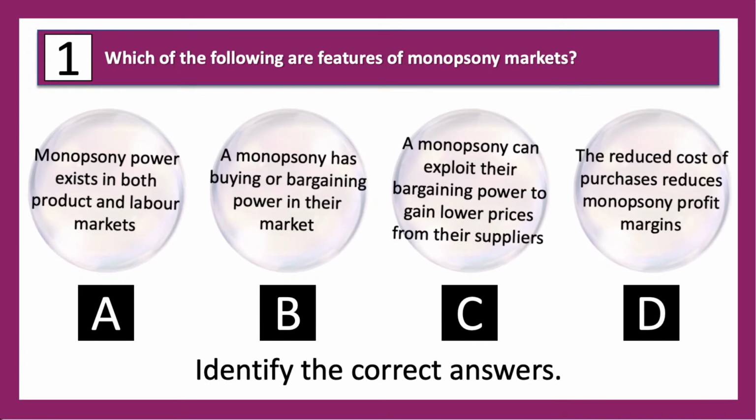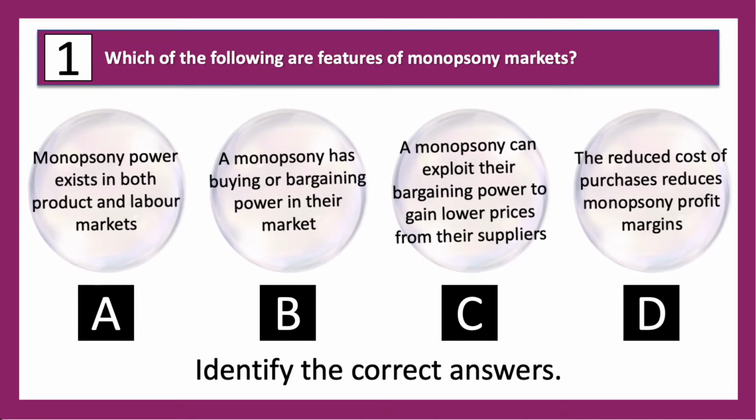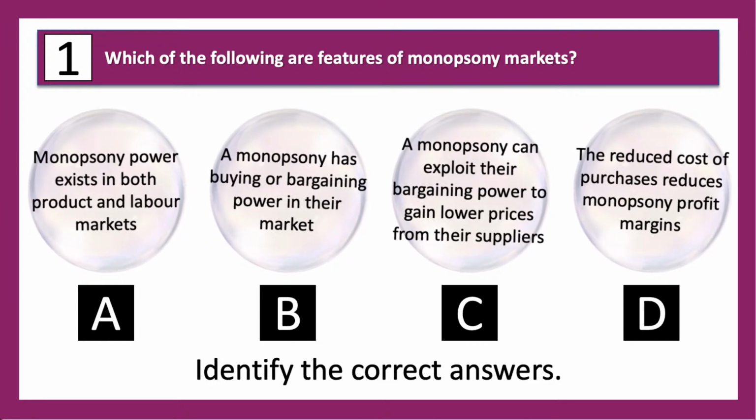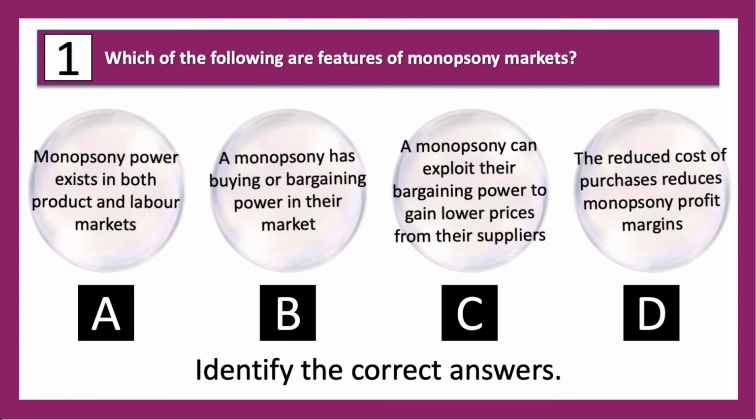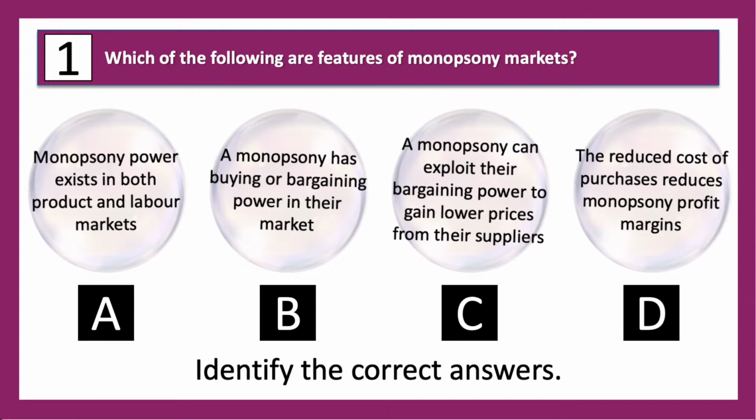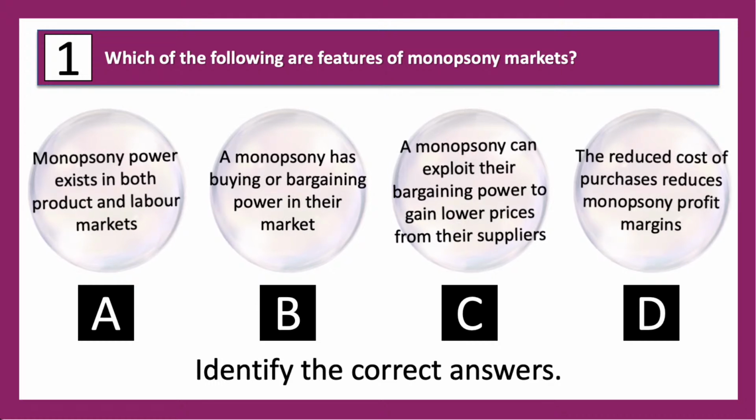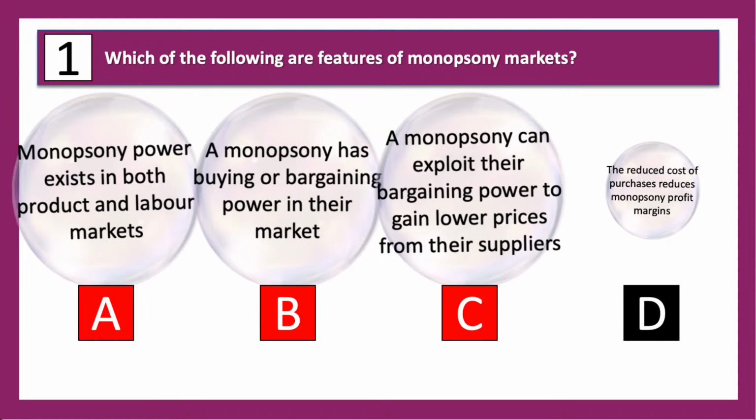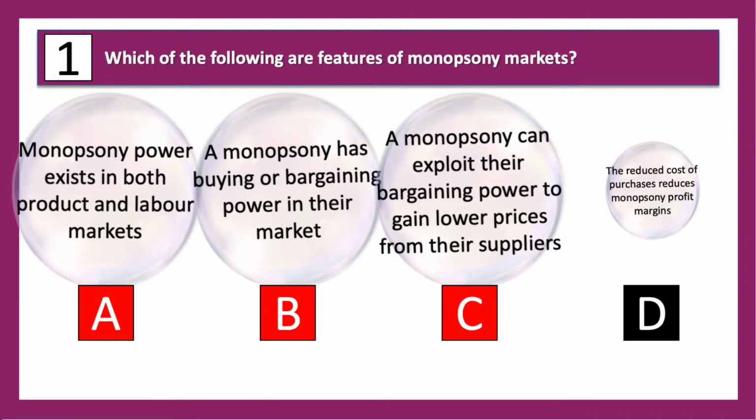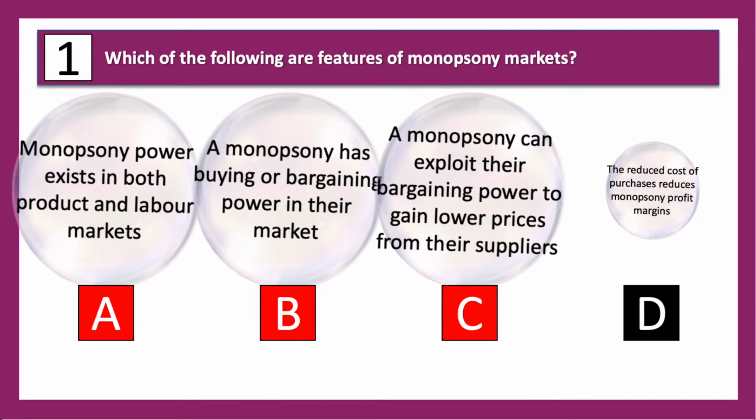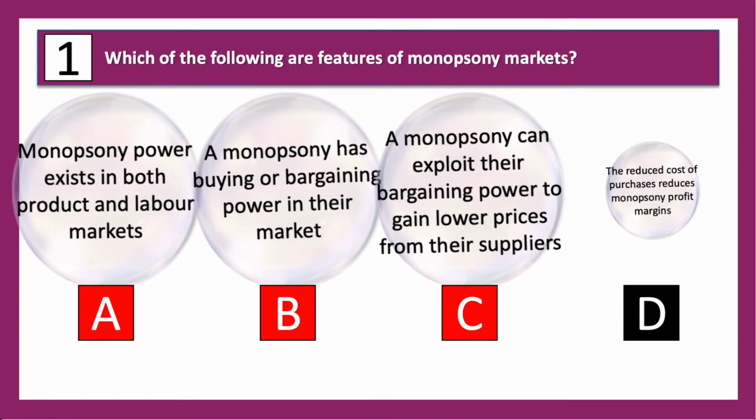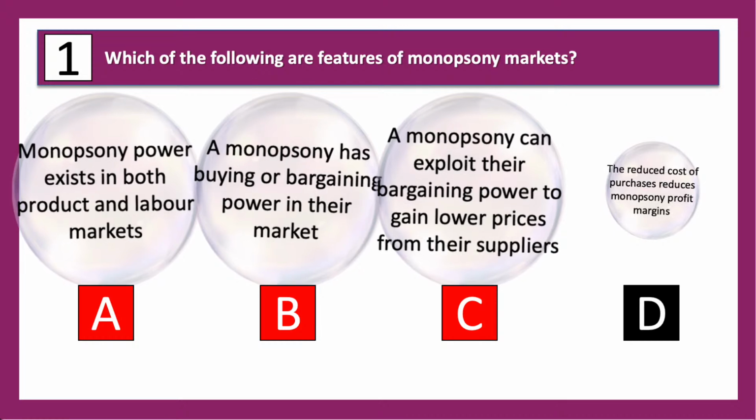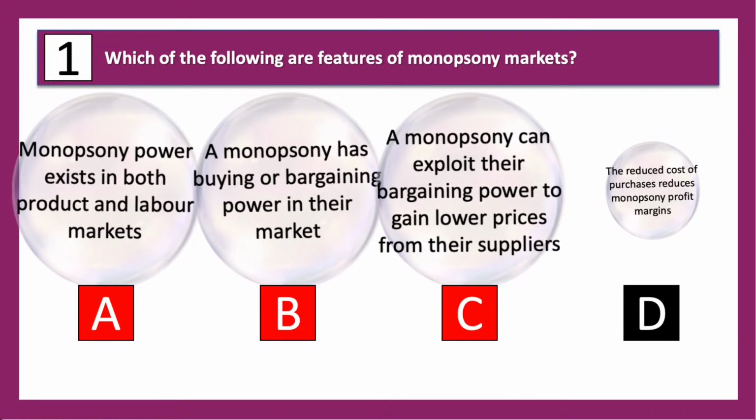I can see lots of answers coming through already. You're pretty consistent. I can see lots of people coming up with A, B, C. Some saying A and B, somebody saying B and C. Okay, let's have a look at the correct answers, please. There we go. Those of you who said all three of A, B, and C are correct, well done. The point here, D is not correct because actually it's the opposite of what's true. The reduced cost of purchases increases monopsony profit margins.